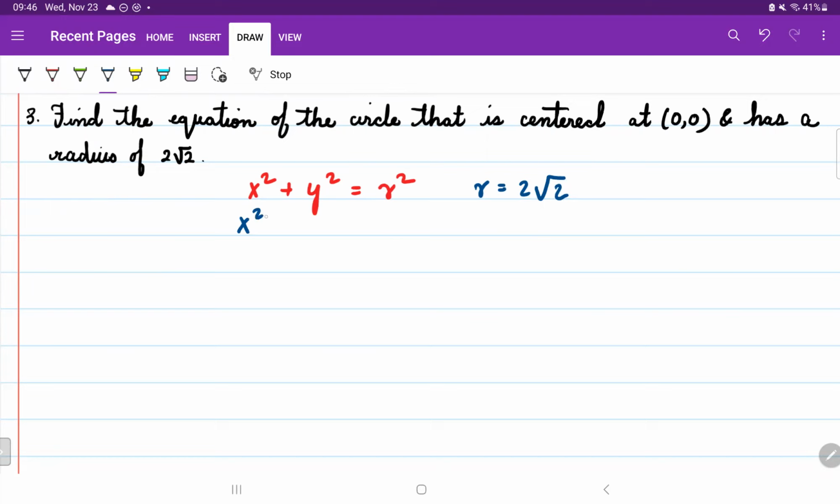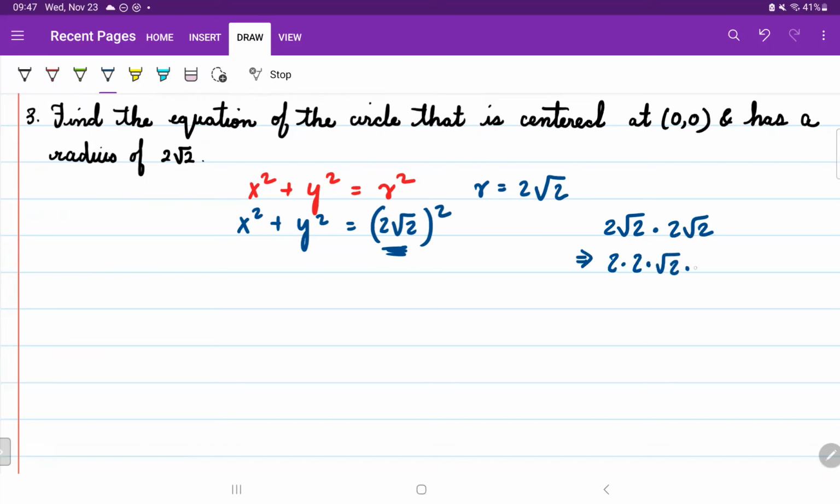So plugging in, we have x squared plus y squared as 2 root 2 whole square. Just a side note of how to solve this. This is basically 2 root 2 times 2 root 2, which is 2 times 2 times root 2 times root 2. So 2 times 2 is 4, and root 2 times root 2 is 2. So that is 8. So we have x squared plus y squared equals 8. That is our circle equation, which is centered at 0, 0 and has the radius 2 root 2.